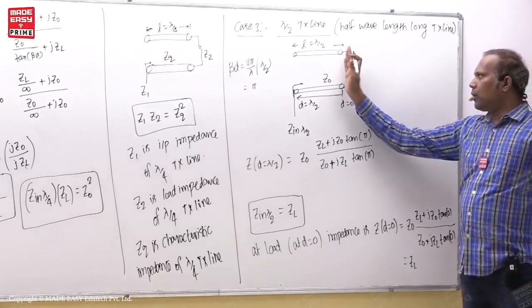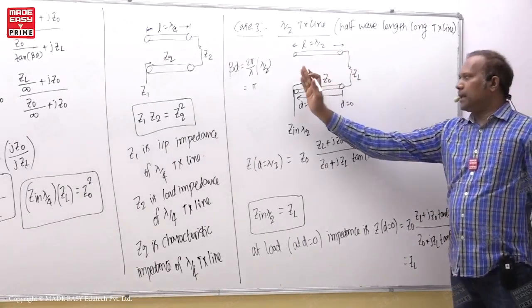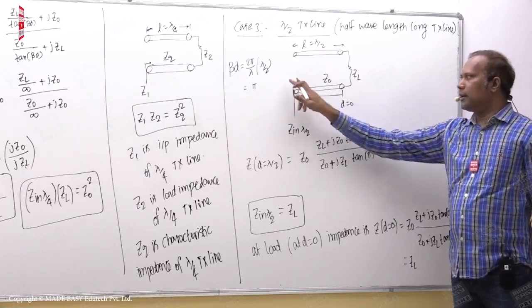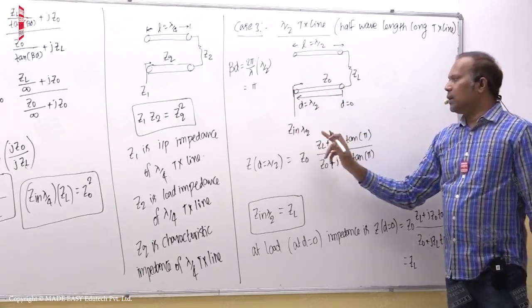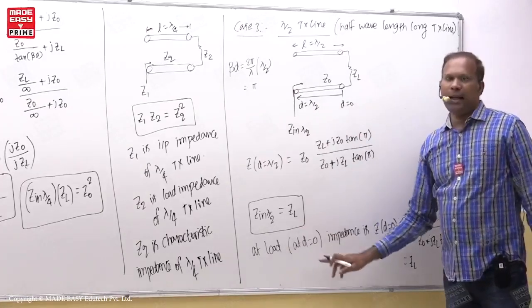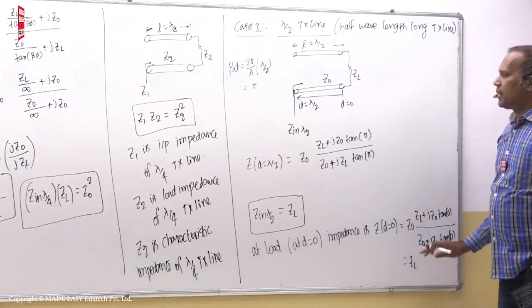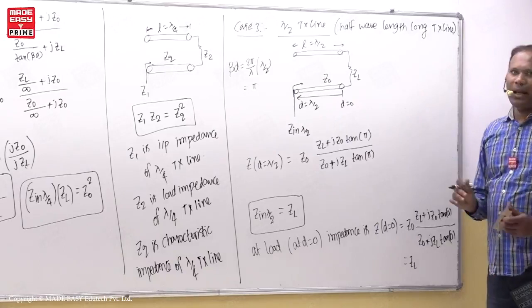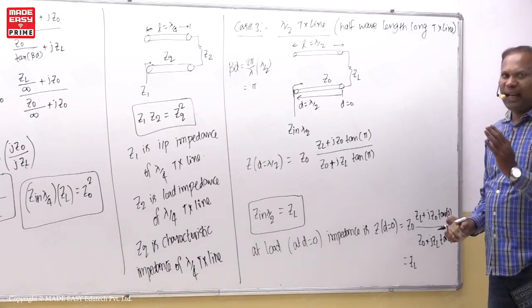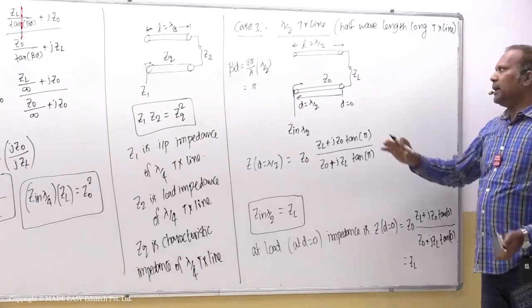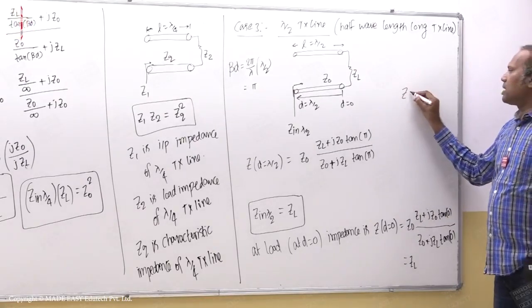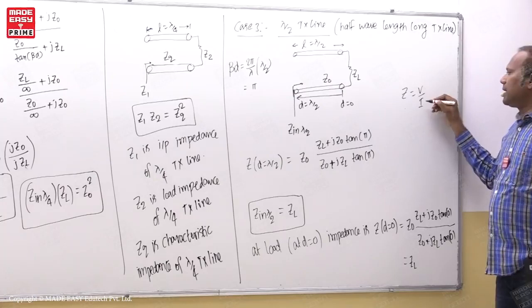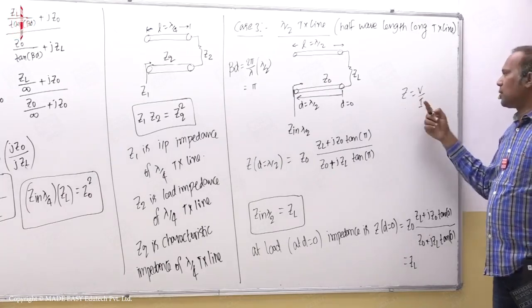Then when you go towards the generator, meaning the source, for a lambda by 2 distance, again you get the same impedance ZL. That means the conclusion is that on a lossless transmission line, for each lambda by 2 length, the impedance is repeated. What is impedance? Voltage by current. That means voltage and current repeat, then impedance also repeats.